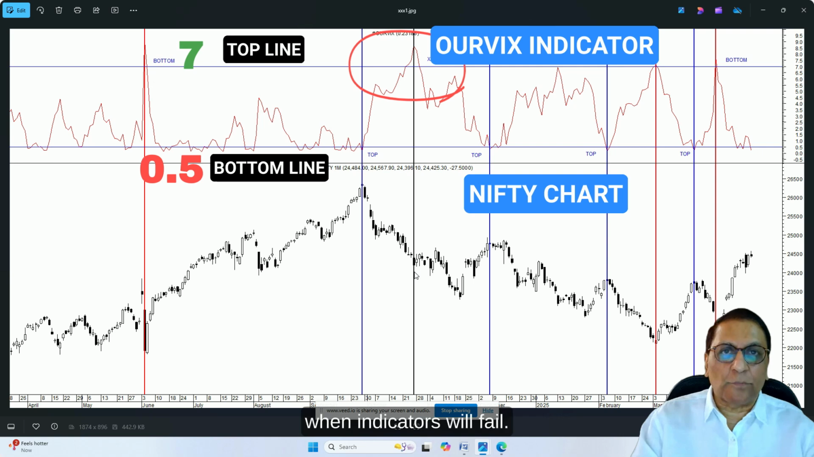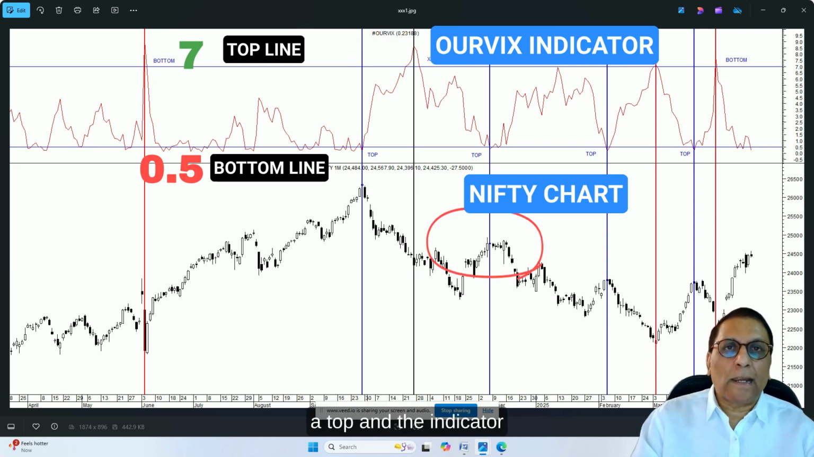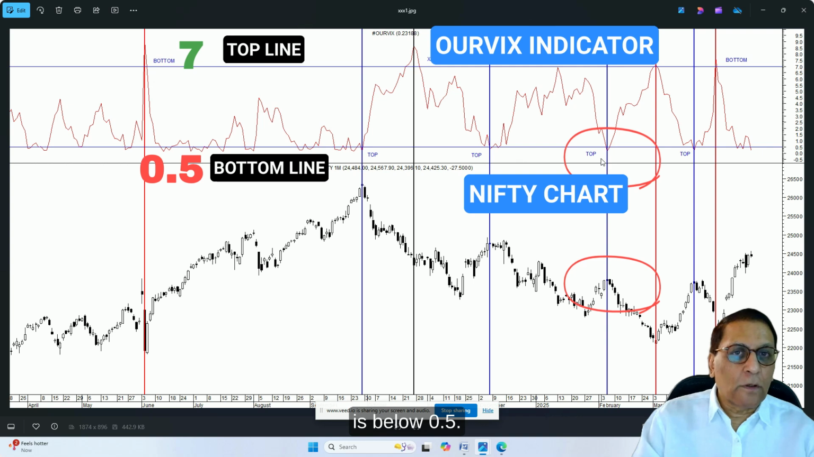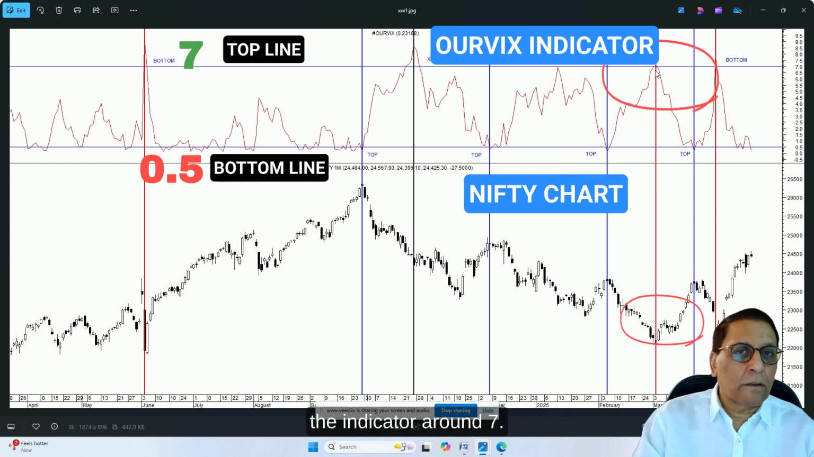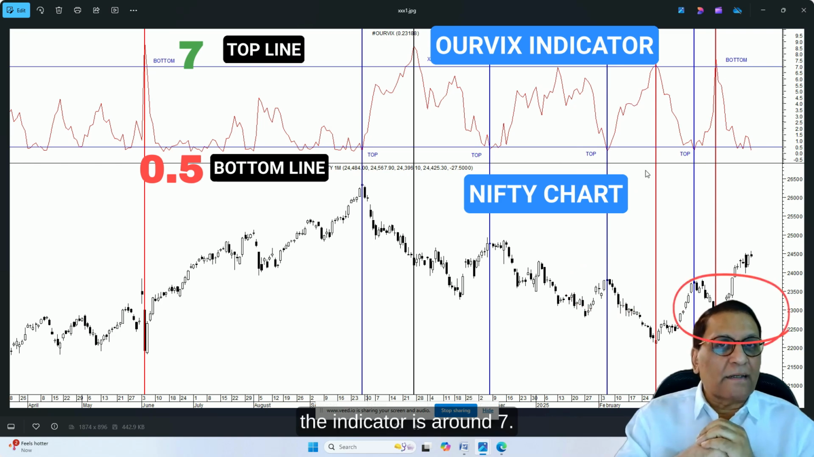There will be instances when indicators will fail. In this case, we made a top and the indicator is below 0.5. Again, a top, indicator is below 0.5. A bottom with the indicator around 7. A top when the indicator is below 0.5. And again, a bottom when the indicator is around 7.